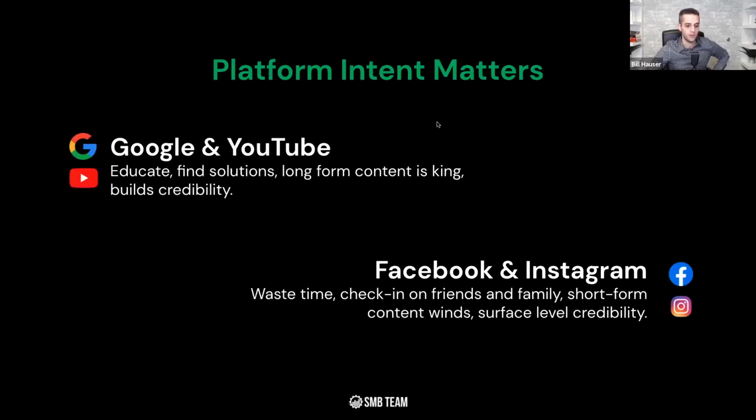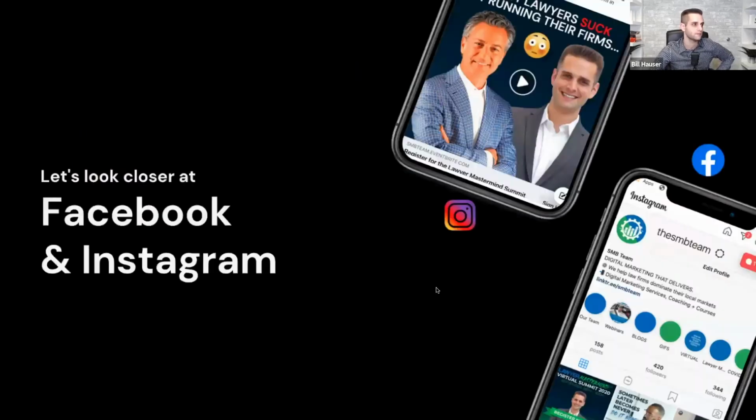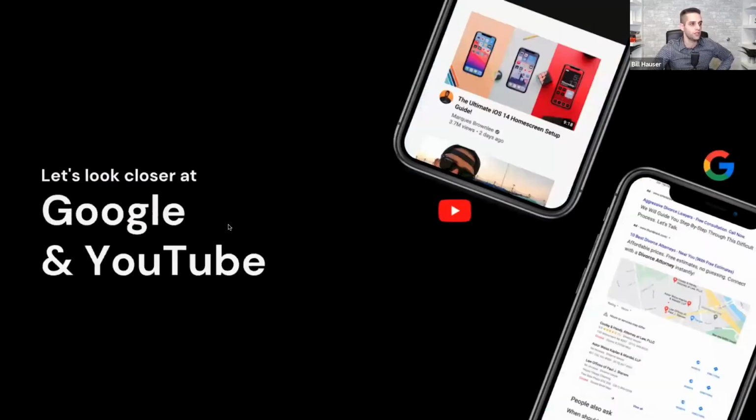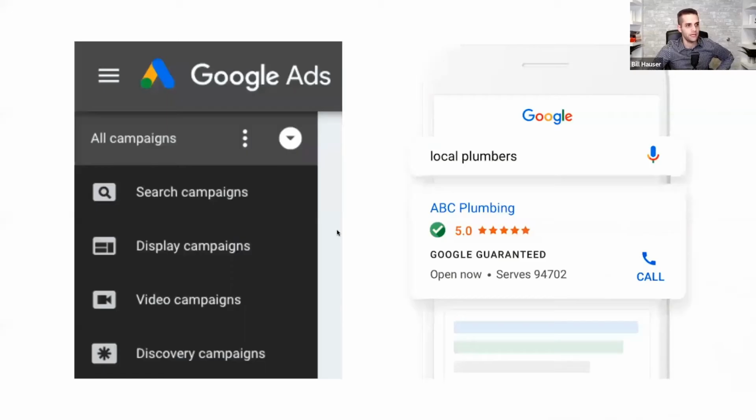So what I want you to think through is platform intent. This is very important. Platform intent is, why do people go on Google and YouTube? They go on Google, YouTube because they want to educate and find solutions. However, what do people do when they go on Facebook and Instagram? They're going there to waste time, check in on friends and family, and waste their lives away. Okay, so where do you think you're going to get better cases? The answer is Google and YouTube, because there's intent. Okay, so Google and YouTube is where we need to focus our attention.